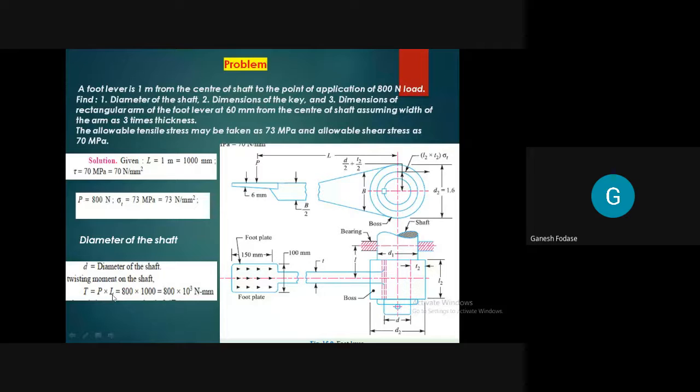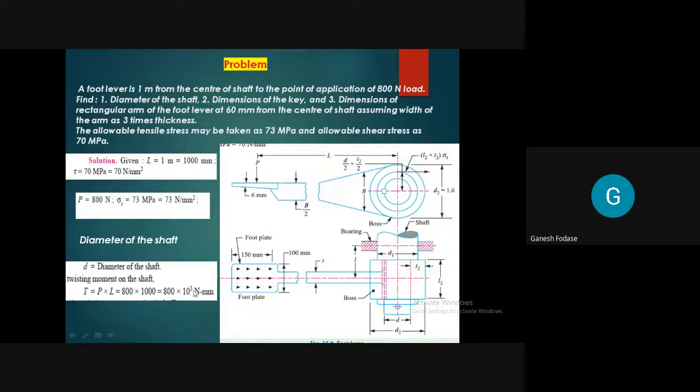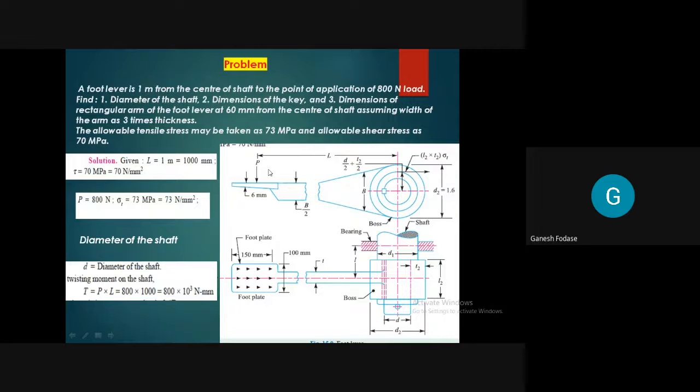Now due to this twisting moment, there is stress, and that stress is nothing but torsional stress. So we need to find it. T is equal to 800 into 10 to the power 3. You know the formula for torsional stress: pi by 16 into tau into d cube. Twisting moment is known, pi is a constant, tau is given, so we get the value of d, nothing but the diameter of the shaft. So find the diameter of the shaft, all of you. I will not repeat the formula. You know the torsional formula. Use the twisting moment and tell me the value of d.